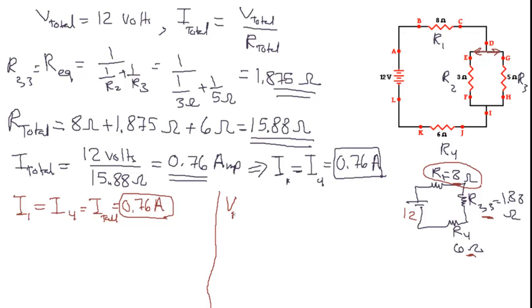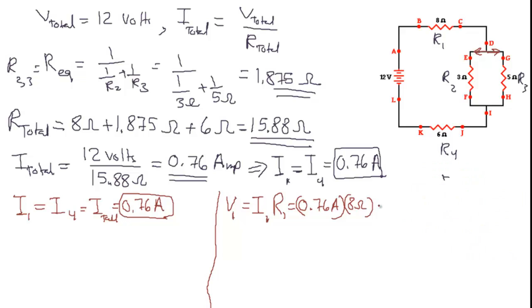V1, which is the voltage across the 8 ohm resistor, will be equal to the current that goes through R1 times the resistance of R1. Now I1, we already found it is 0.76 amps, so this is equal to 0.76 amps times the resistance, which is 8 ohms. So if you multiply the current here, this will yield 6.08 volts. So this is the voltage drop across the 8 ohm resistor.